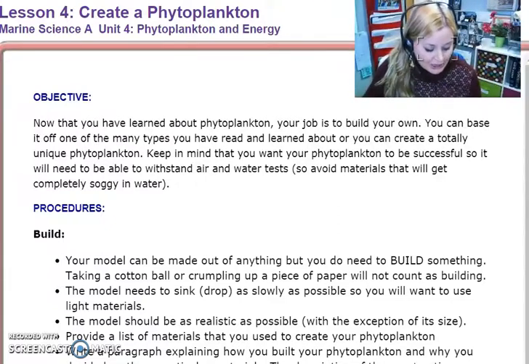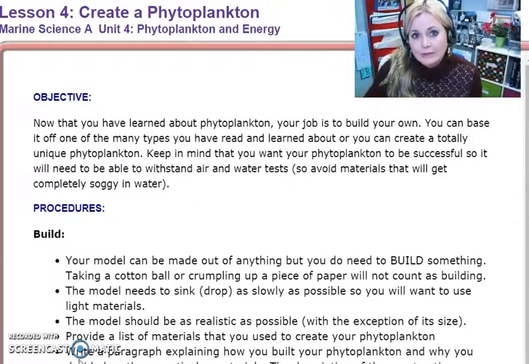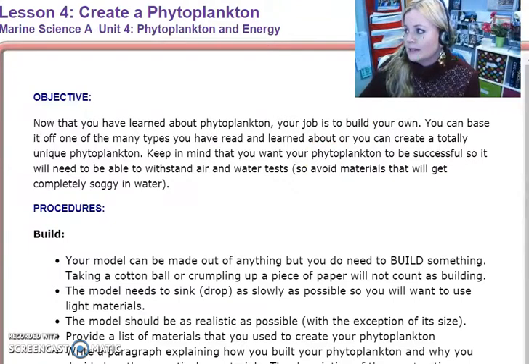But what I would really like you to do is design your plankton in a way that makes sense according to what we see in the natural world. Okay, so you're going to be using household materials to do this, and I'll give you an idea of what I did and what I'd like you to do at this time. So what I did was I researched different types of plankton, and I came up with a type of phytoplankton called a dinoflagellate.